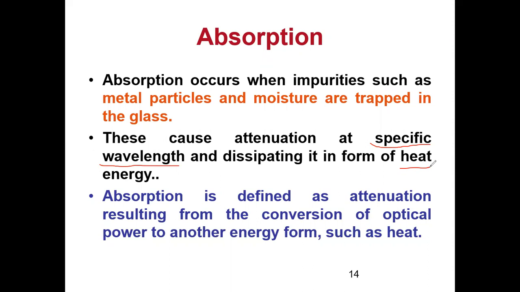cannot be destroyed. Whatever energy there is, it can be converted to another form of energy. That is the universal law. Energy cannot be created nor can it be destroyed. That is the sentence that we use. So it has to be converted. When the optical signal is lost, where is that signal going? So it is converted to heat energy, and that heat energy escapes the particular fiber. It is of no use to us.